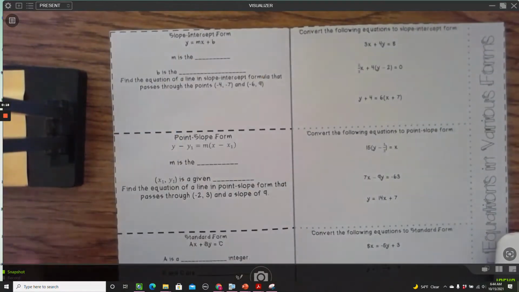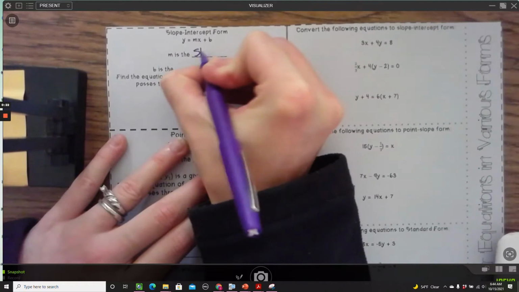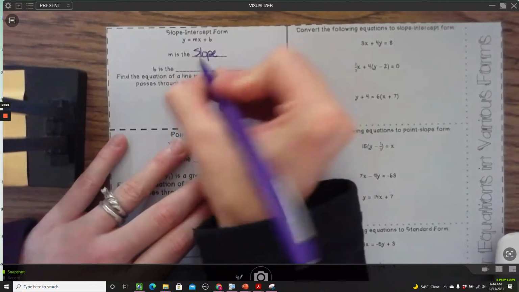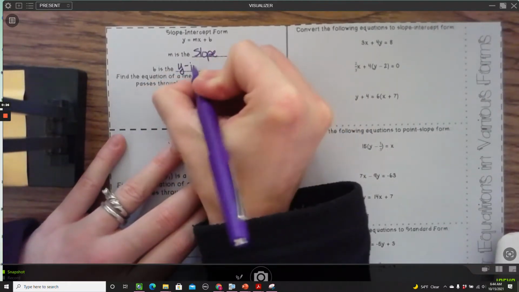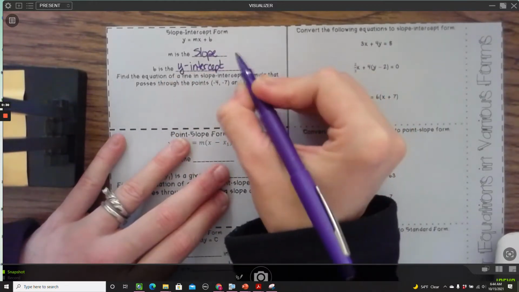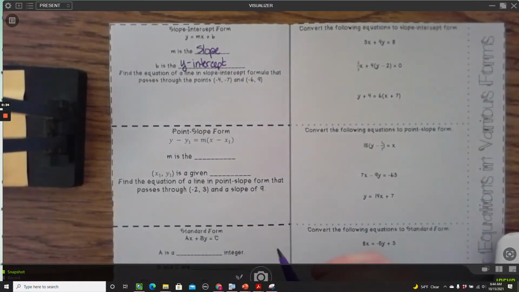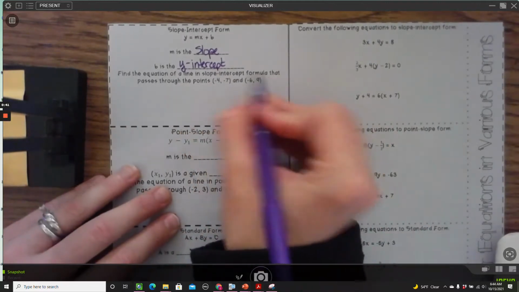Slope-intercept form is y equals mx plus b. M is the slope, and b is the y-intercept. On a graph, the slope is the rise over the run. It's how steep the line is. And the y-intercept is where the line crosses the y-axis. So we're going to find the equation of the line that passes through these points.